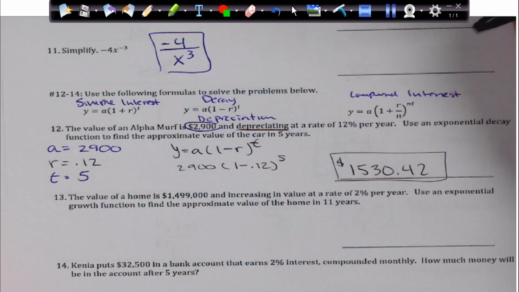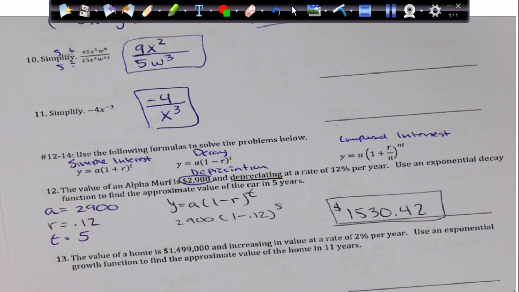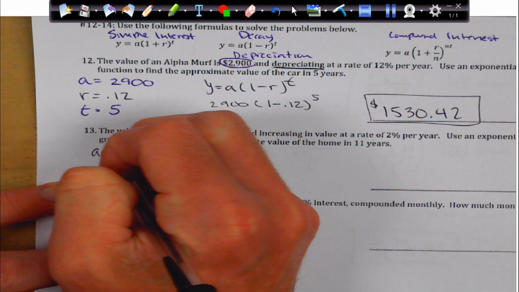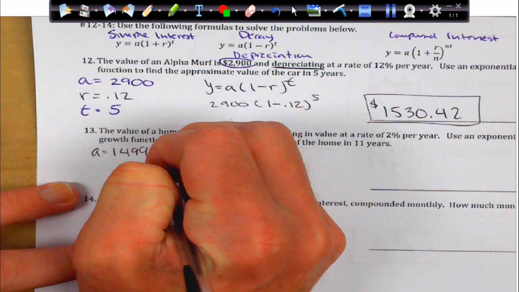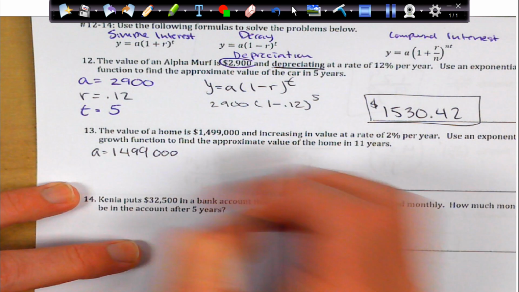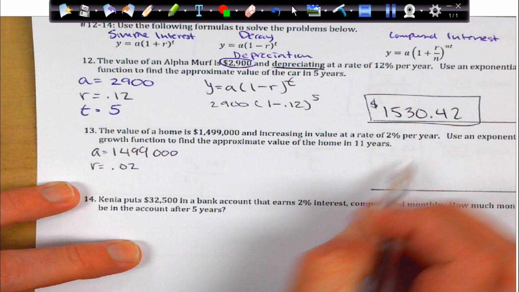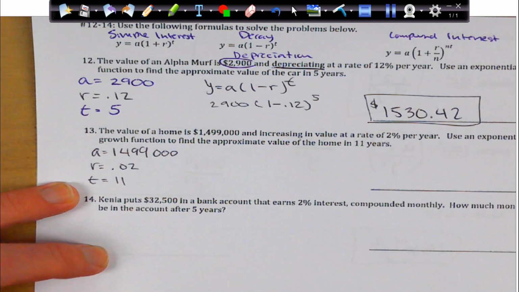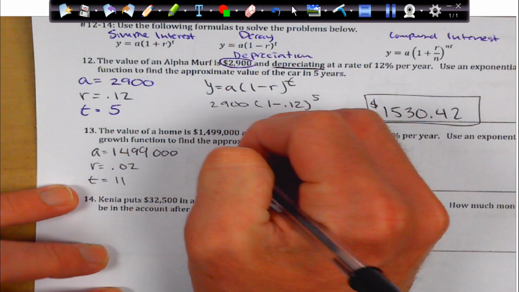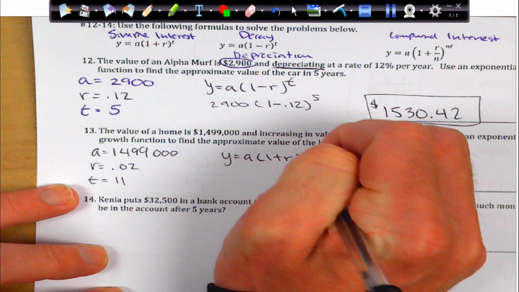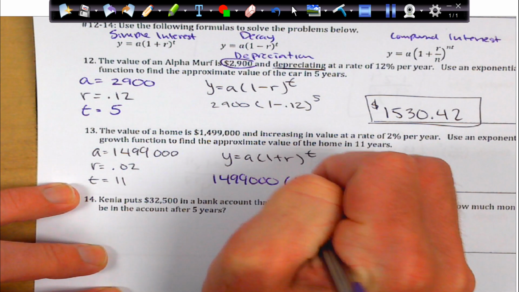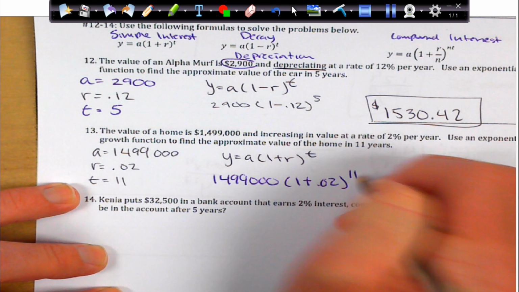Okay, next we're increasing in value, so I'm thinking it's going to be simple or compound. If it tells me I'm doing it over time, then it's probably compound. So my A value is going to be 1,499,000. My rate is going to be 0.02, and my T is 11. I don't have how often I'm compounding, so this is probably just simple interest. So y equals A(1 plus R)^T. So that's going to be a large number right there. 1 plus 0.02 raised to the 11th power.